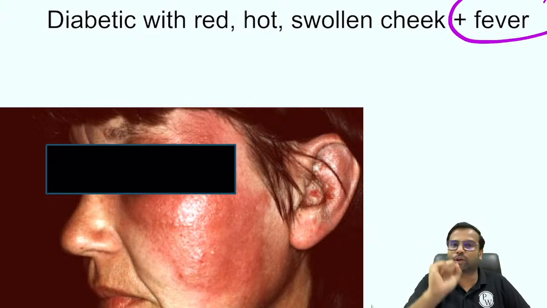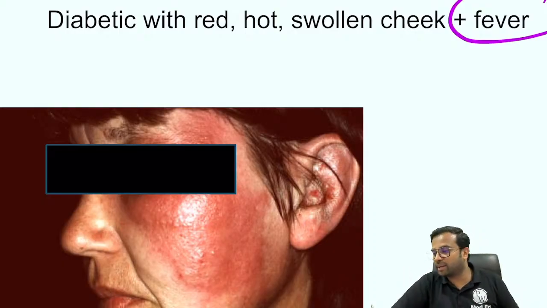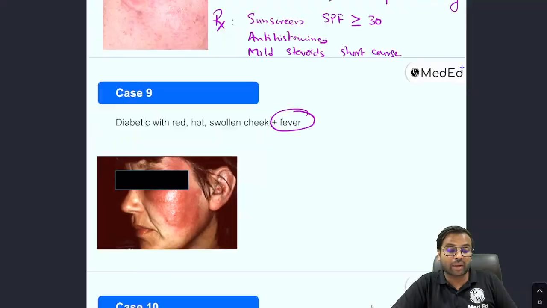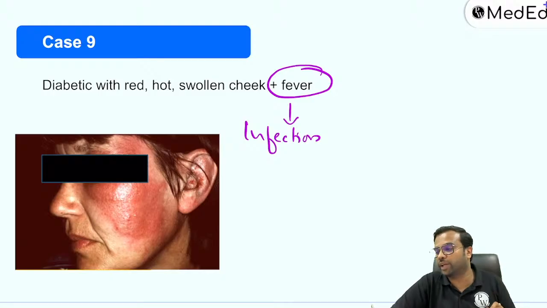This cannot be dermatomyositis. This cannot be contact dermatitis. Then if there is fever, what can it be? Very good, Supata. She's saying that it can be an infection. So I completely agree with you. Because of fever, think about infection.